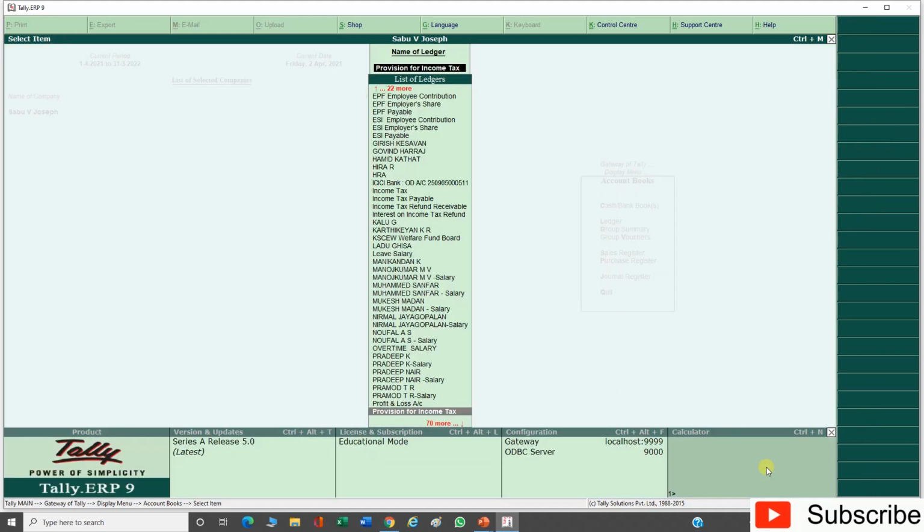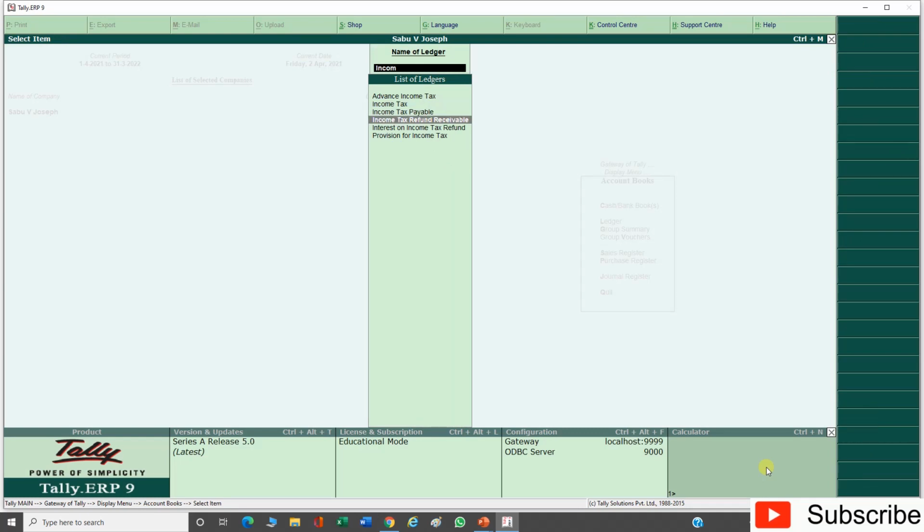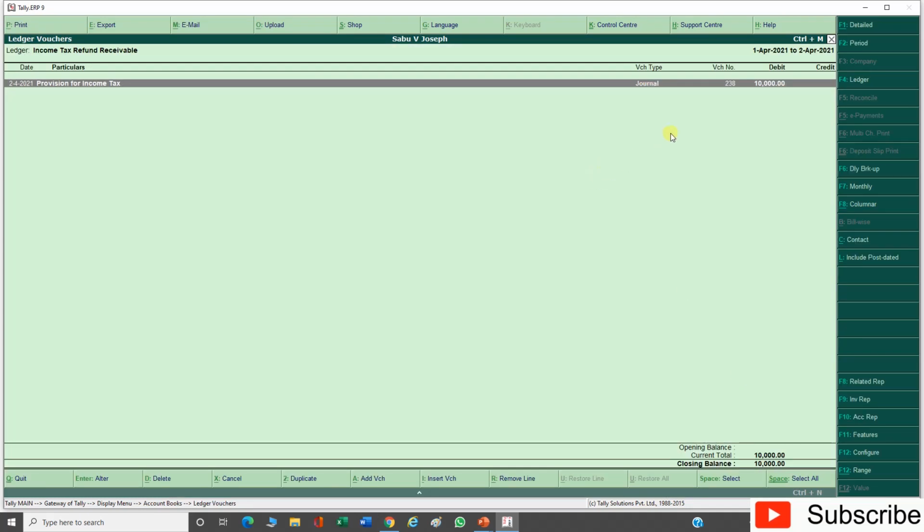Go to income tax refund receivable account. That account will show a debit balance of 10,000. This will be on the asset side of the balance sheet under current assets. So this much amount we have to get back from the government. So on the next stage we are receiving this amount from the government.